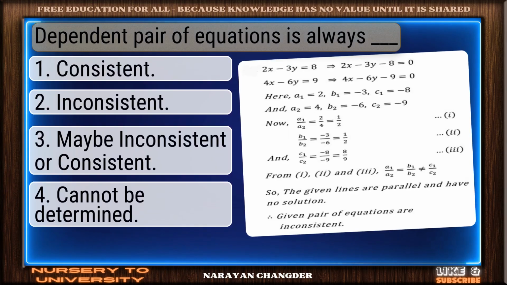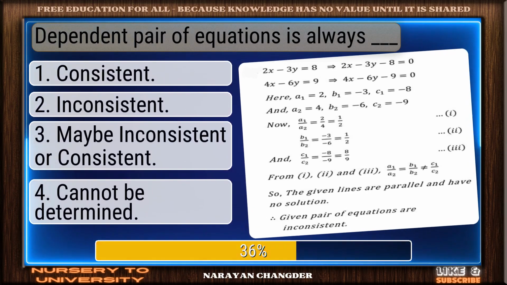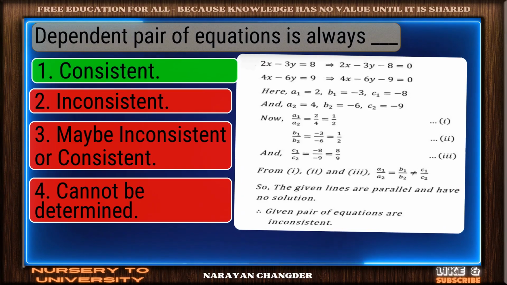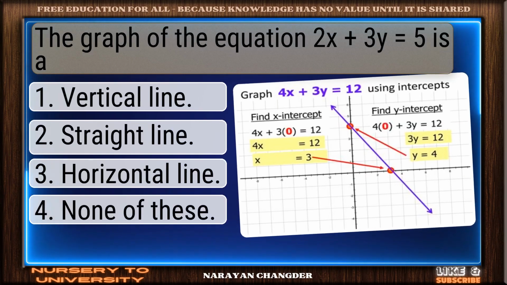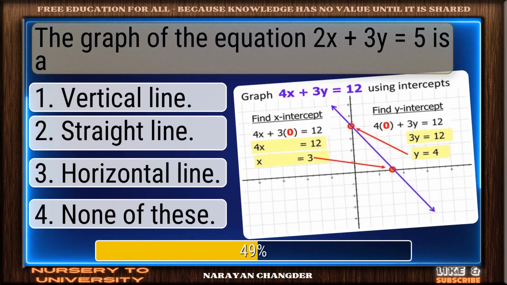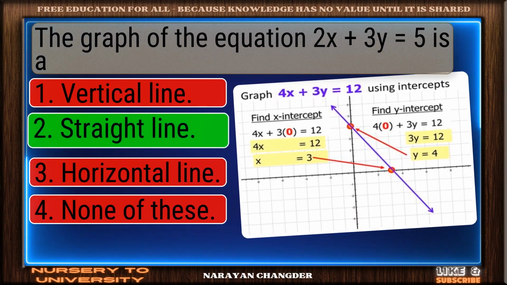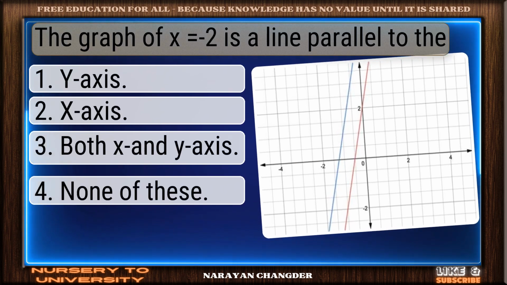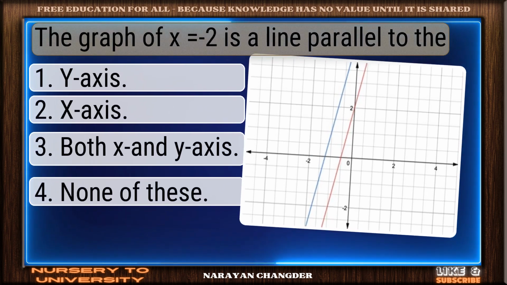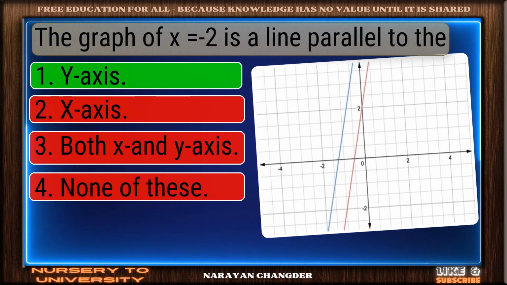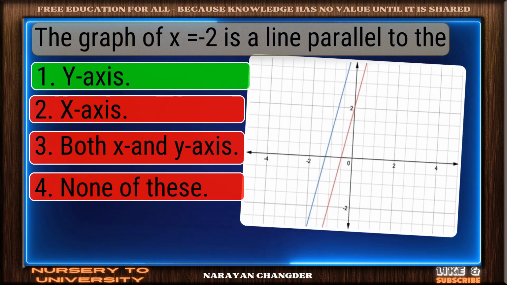Dependent pair of equations is always dash. Strong choice. Consistent is right. The graph of the equation 2x plus y equal to 5 is a, on track. Straight line is correct. The graph of x equal to 2 is a line parallel to the. Nicely done. Y-axis is solid.